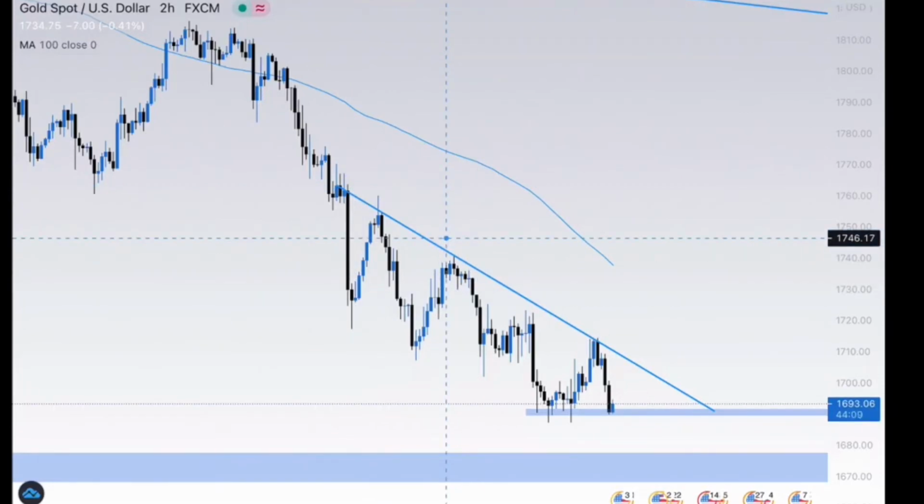So we have two confluences already. So we need really a third confluence. We've got the below the moving average, which is our first confluence. Multiple touches of a trend line, which is our second confluence. So now we need one more confluence to help us make a nice winning trade.